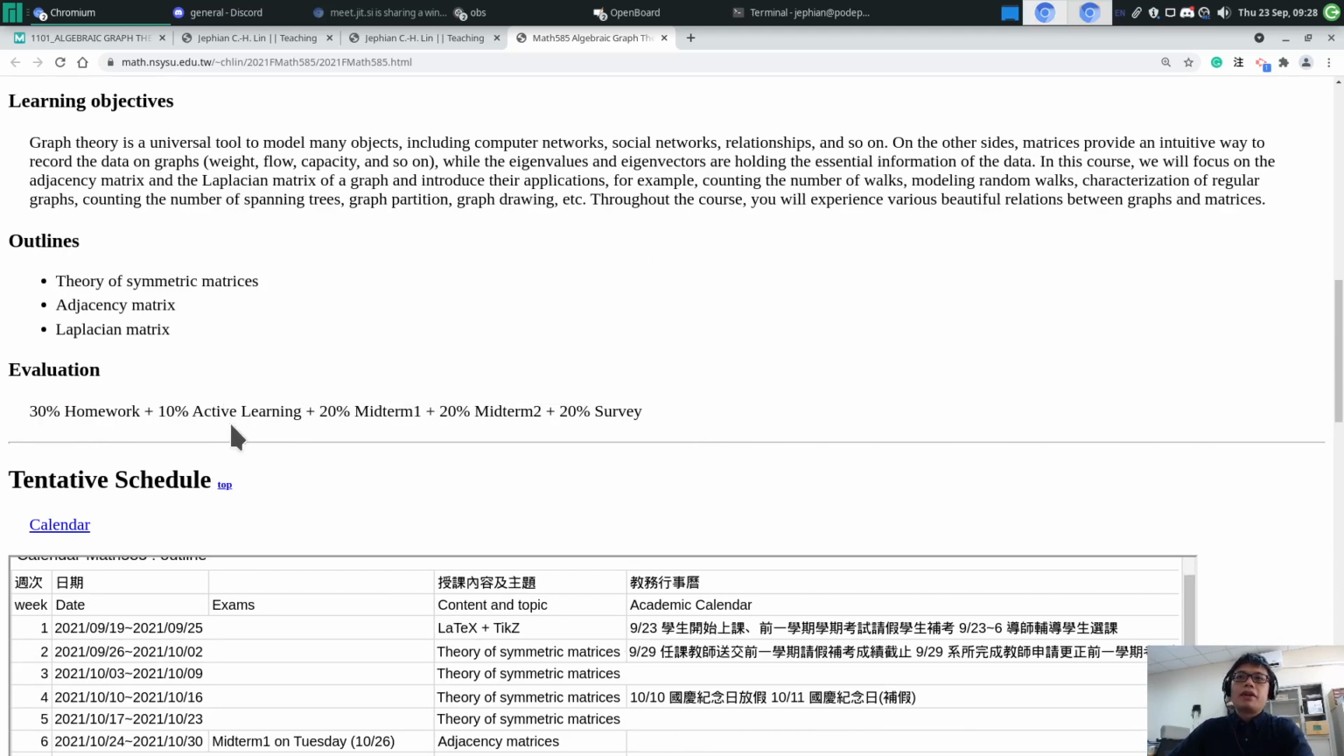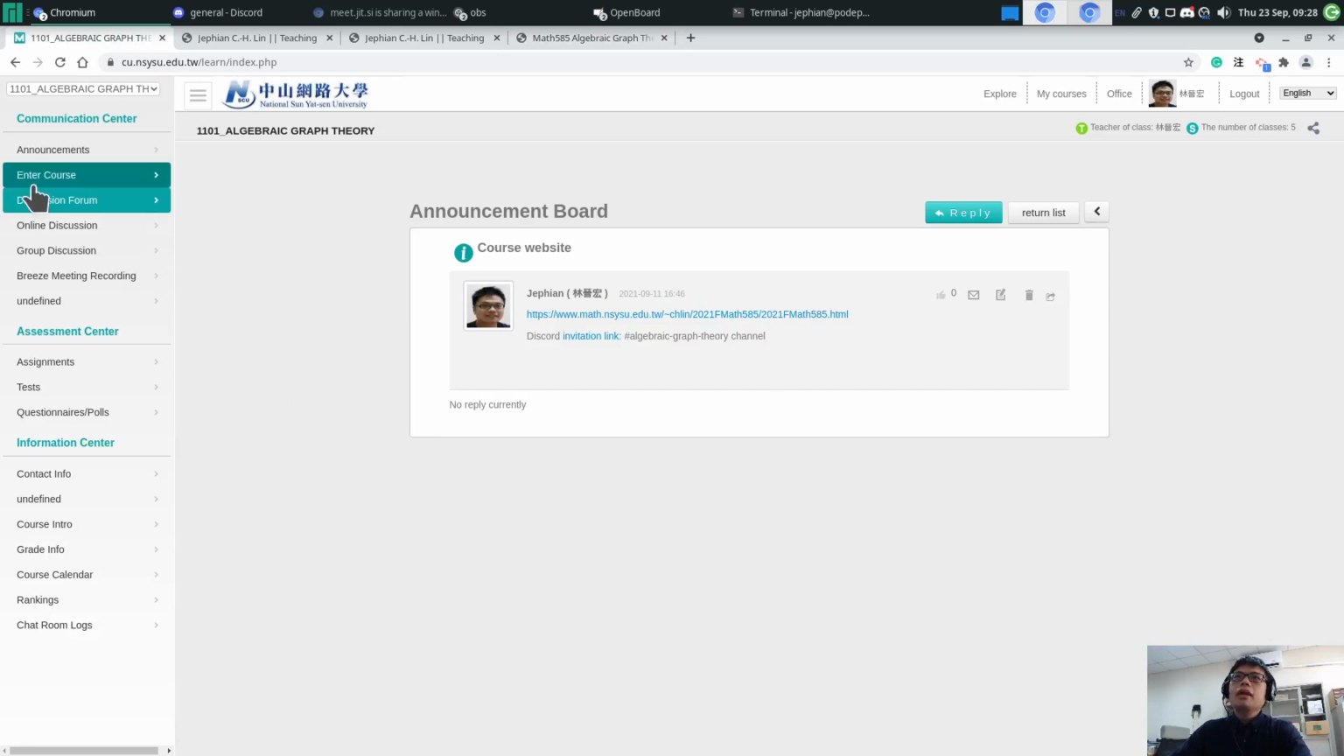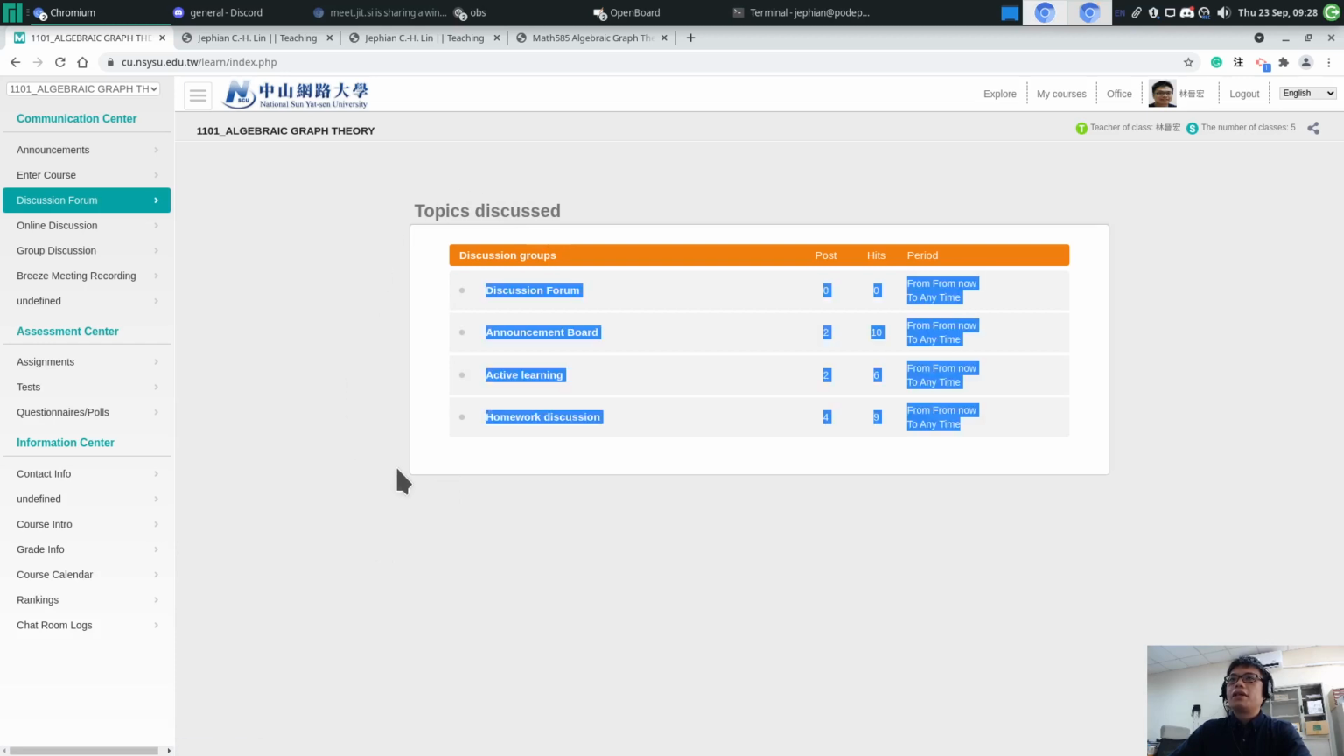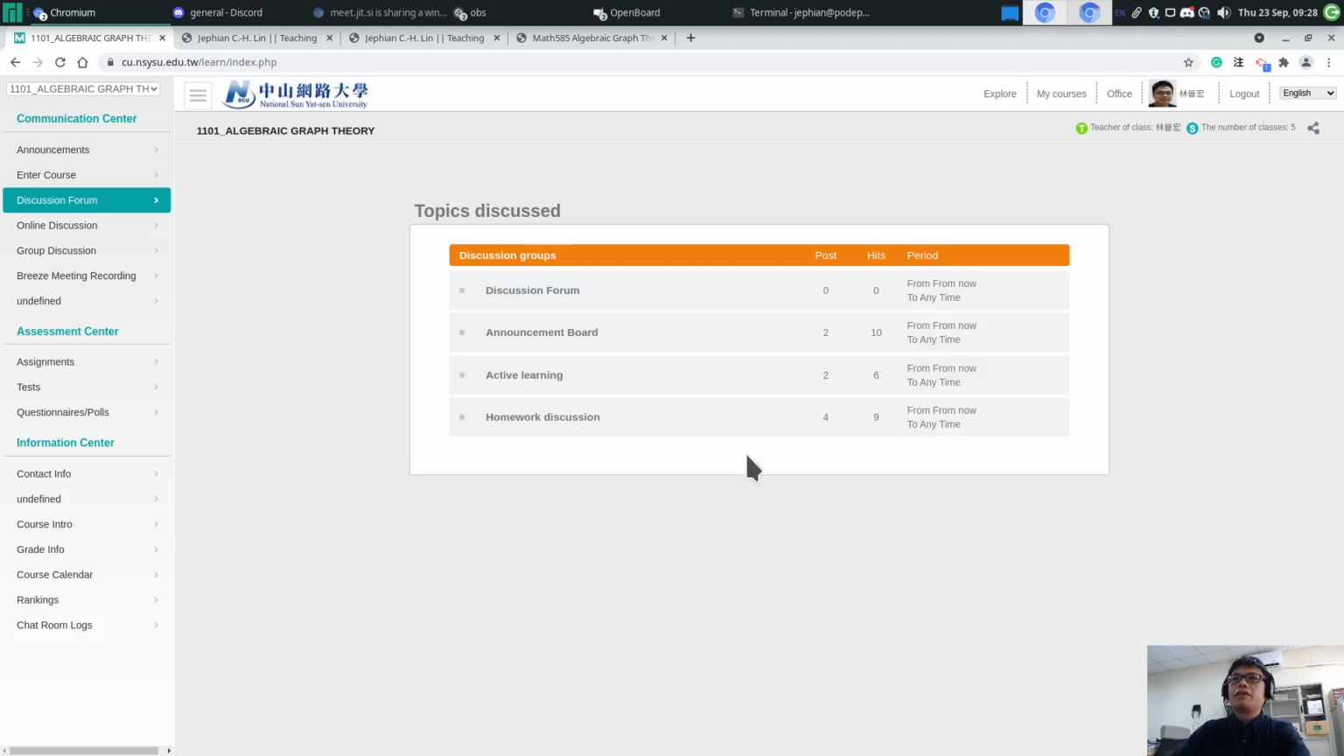Now let's move on to active learning and homework. These two can be found on the Cyber University, and as I mentioned, if you go to the discussion forum, the translation is terrible. If you go to the forum, there is a topic called active learning, and another topic called the homework discussion. Okay. Now, let me start with active learning.